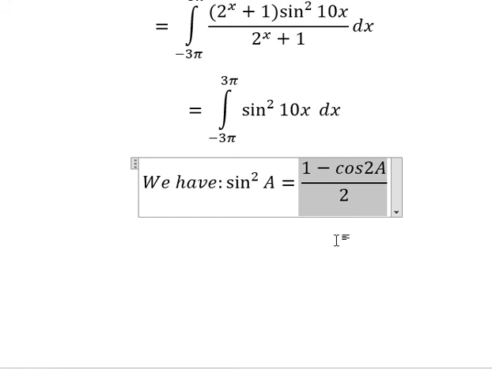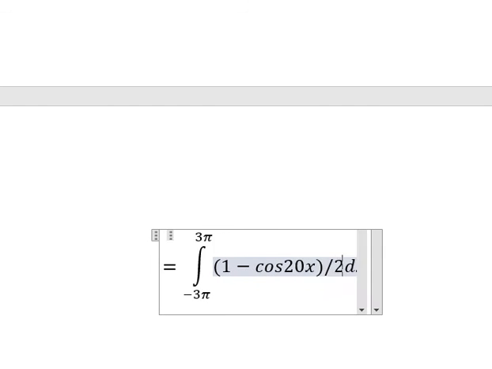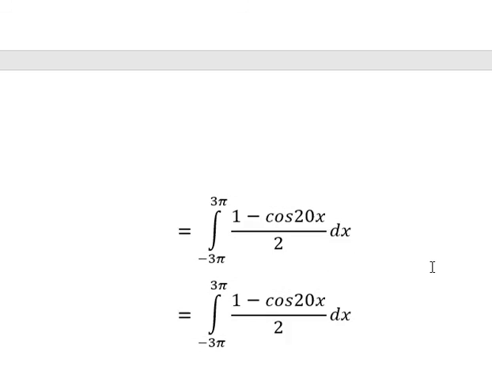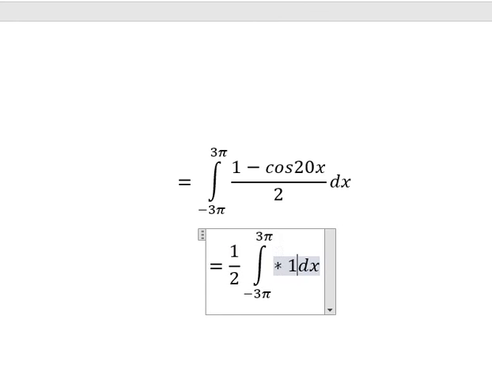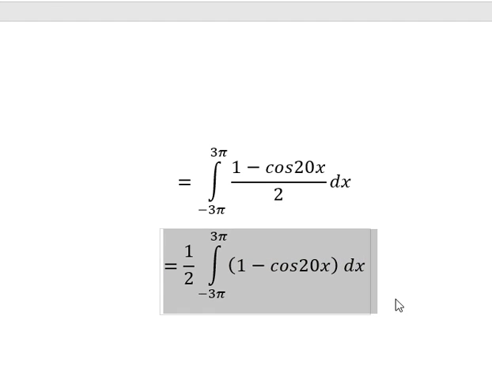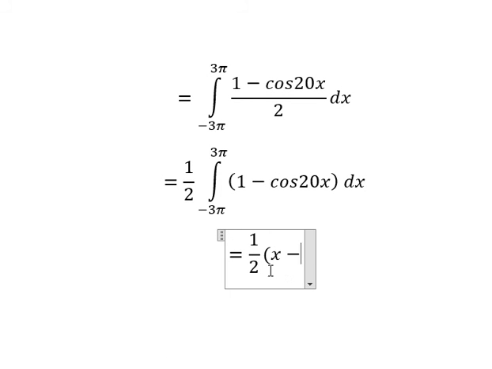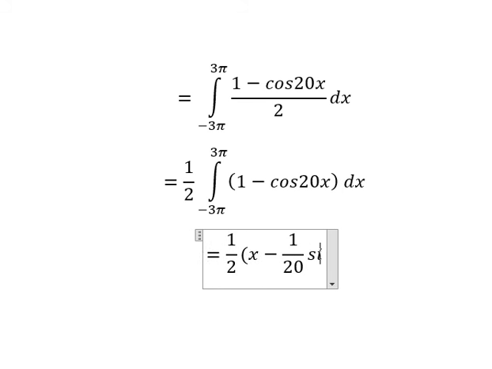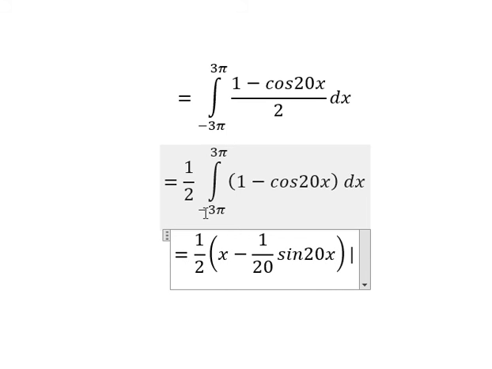So I will put this one going here. So I will put number 2 outside. The integration of number 1, we have s. The integration of cosine 20x, we have 1 over 20 sine 20x, and I will put the bounds from negative 3b to positive 3b.